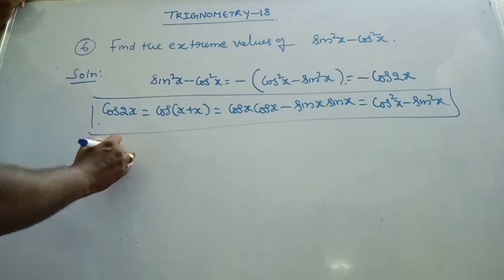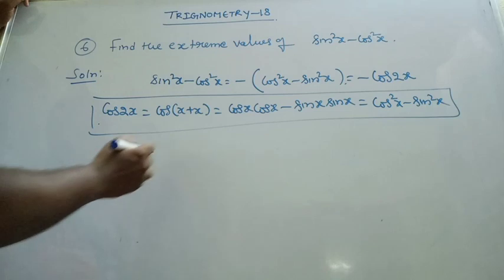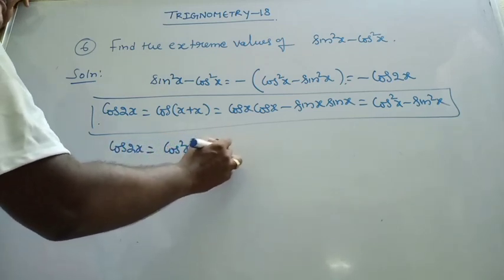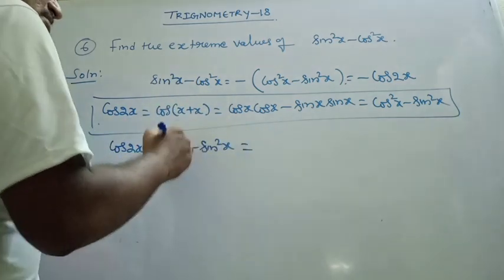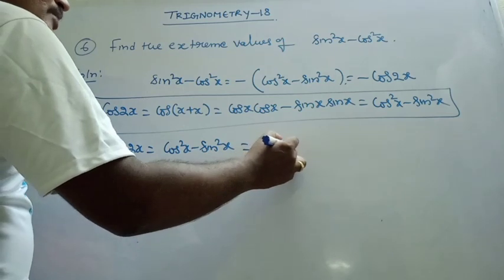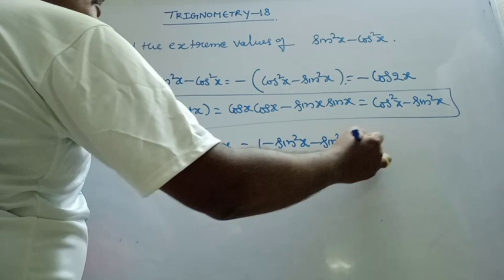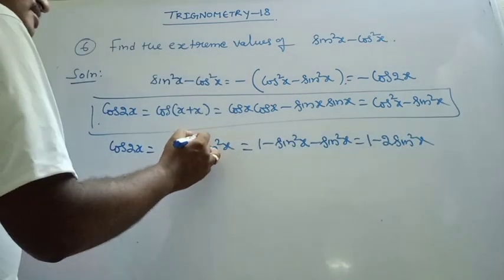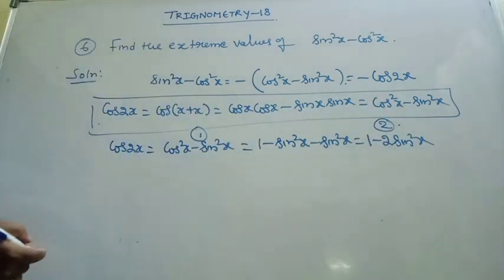Now we have cos 2x equal to cos square x minus sin square x. This is one formula. Suppose I want it purely in terms of sine. Then this cos square x we convert into 1 minus sin square x, minus sin square x. Now this becomes 1 minus 2 sin square x. This is the first formula, and this is the second formula.